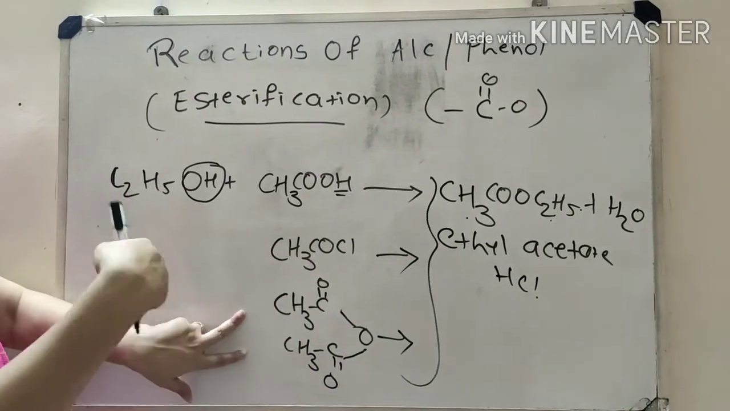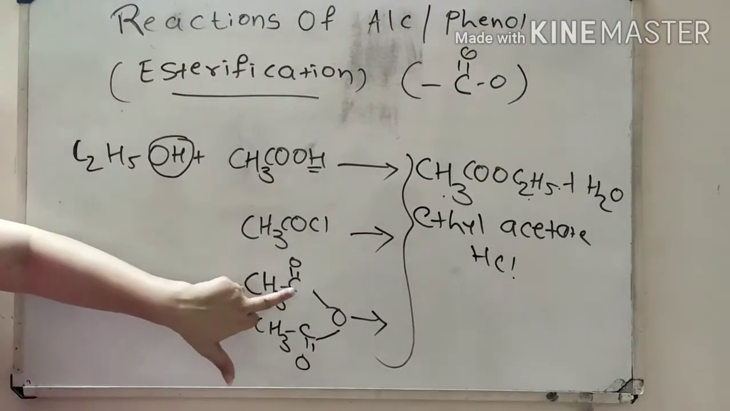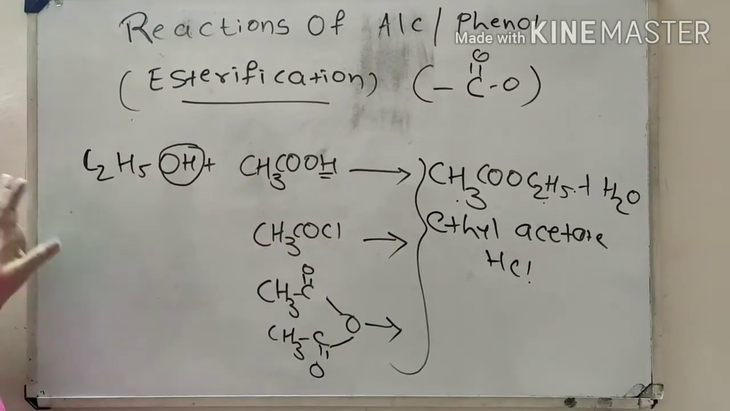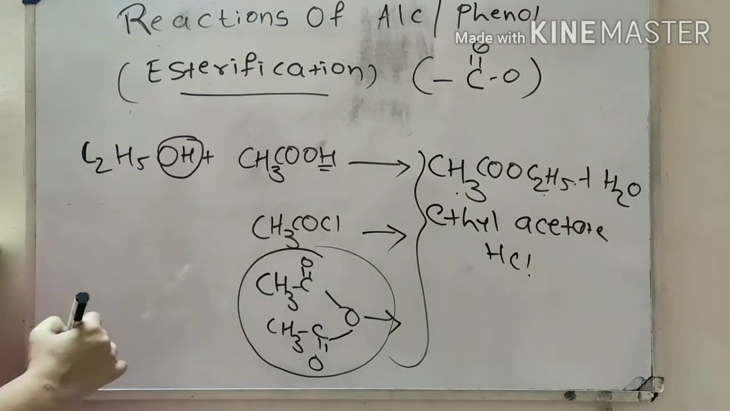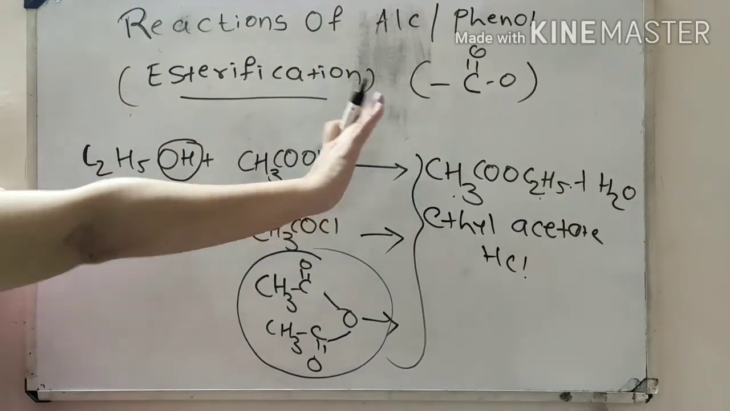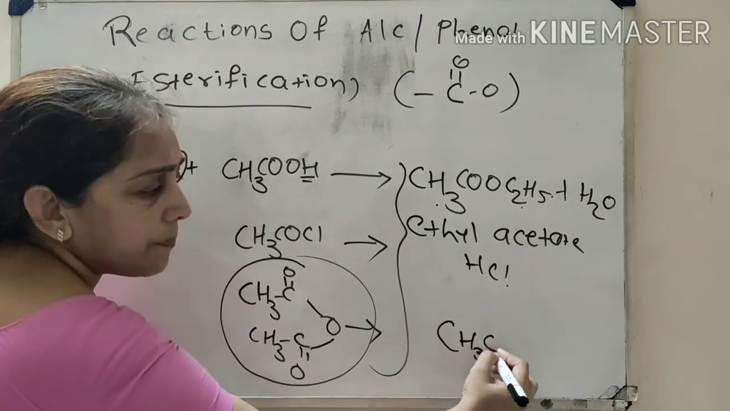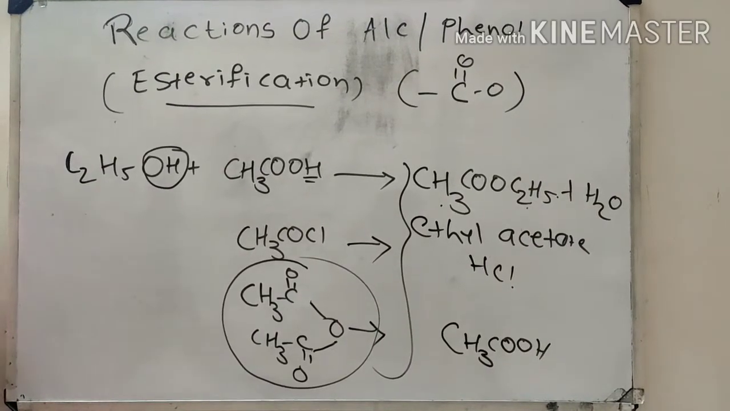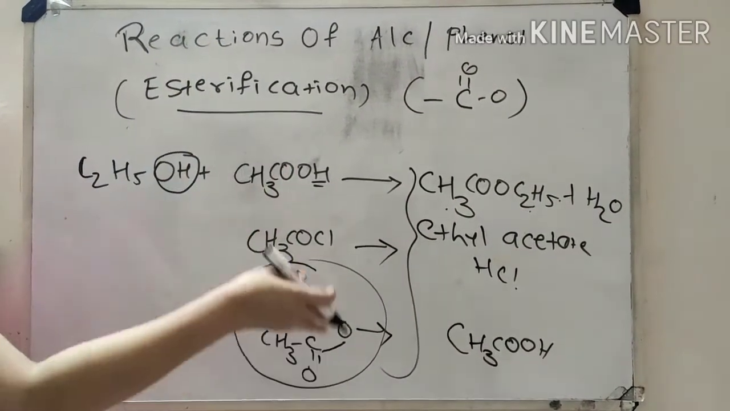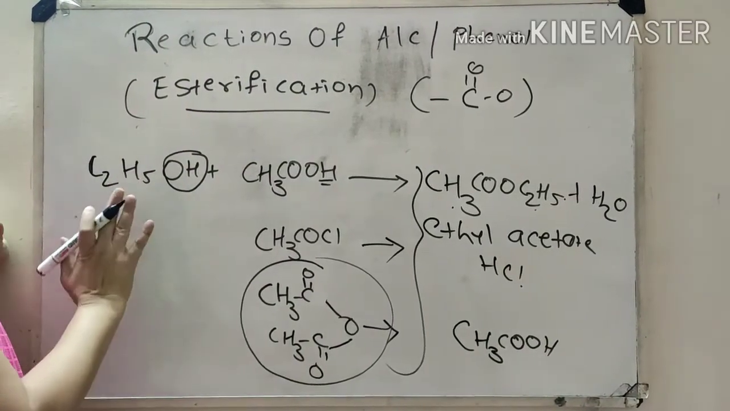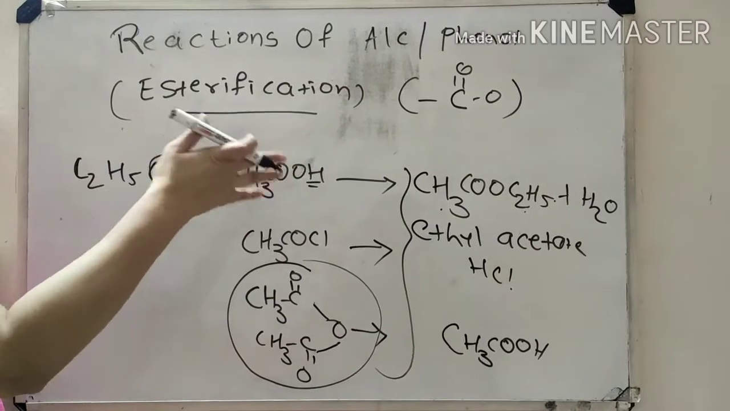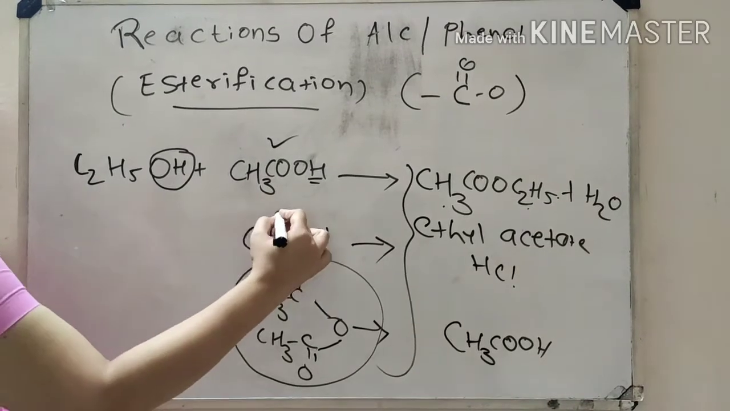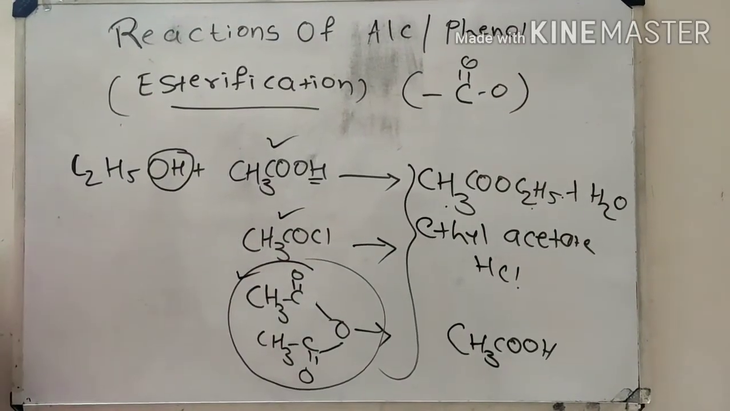If we use acetic anhydride, the formula is CH3CO, C double bond O, two times, doubly bonded with the oxygen. This is the structure of acetic anhydride. In this case, the main product remains the same, ethyl acetate, and the byproduct is CH3COOH, acetic acid. So in this way, we do the esterification of alcohols using three different reactants: acetic acid, acetyl chloride, or acetic anhydride.